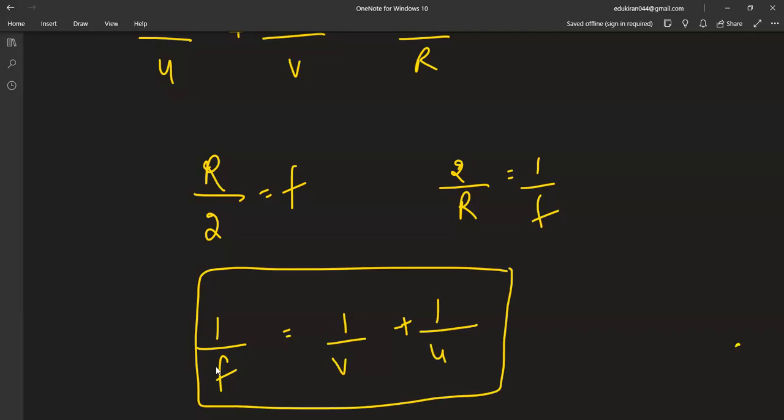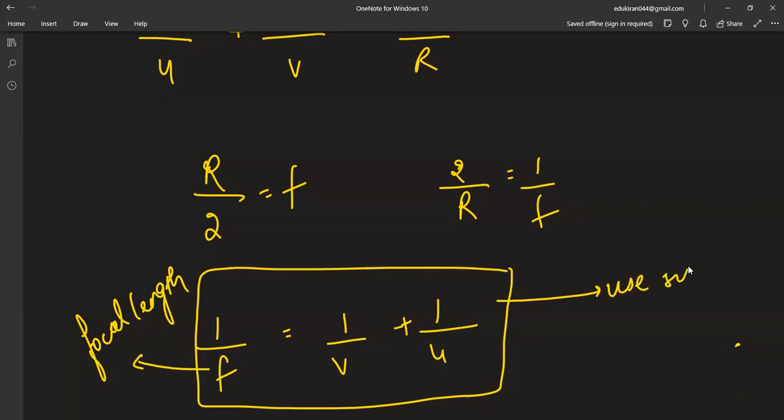This is the formula. F is the focal length, V is image distance, U is object distance. And please use sign convention when you are putting the values. If an object is kept 10 centimeters in front of the mirror, substitute this as minus 10. Fine. So use proper sign convention. Write down this entire derivation.